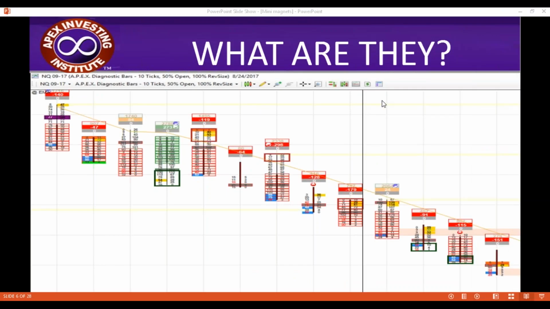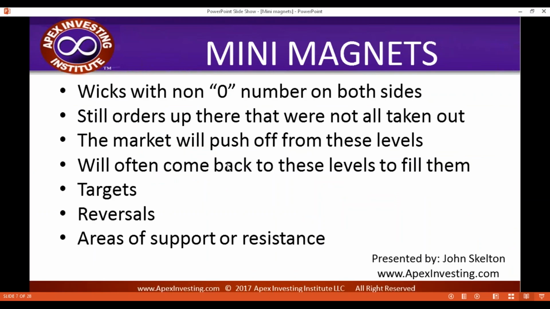There are places where the markets come back to, and where the markets push off of. So when there's a mini magnet plotted there, you normally see that there's some power coming off the bottom or top of that bar, and you also see that the market will push away from those levels, but they'll come back to those levels. Or when they hit those levels, they'll reverse, or you'll get some areas of support and resistance. Doesn't mean the market can't just blow through them with a little bit of volume.